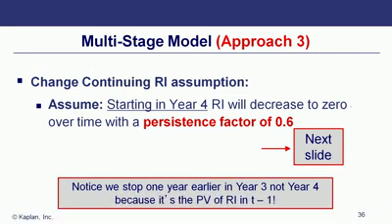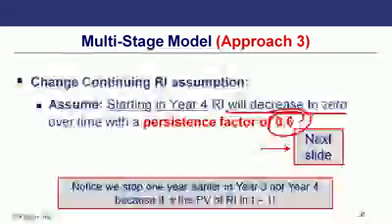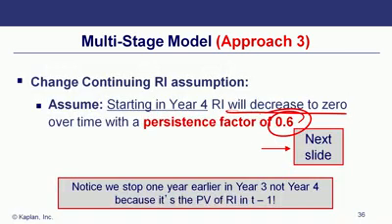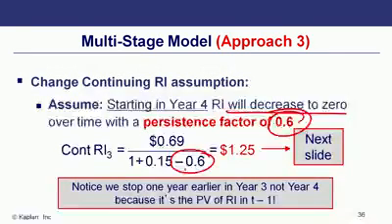Now, other things that we can do: we have approach number 3, meaning that we change the residual income assumption. In approach 3, starting year 4, it will actually decrease to 0 with a persistence factor of 0.6. So unlike the previous example, instead of it being 1, it's now being 0.6. So notice here is my persistence factor of 0.6. My continuing residual income in year 3 is $1.25. So what do I do with this? I add this to the residual income in year 3 and then discount them back.